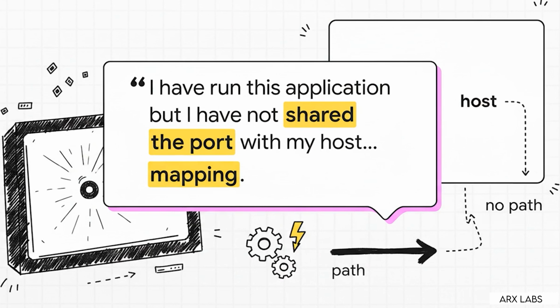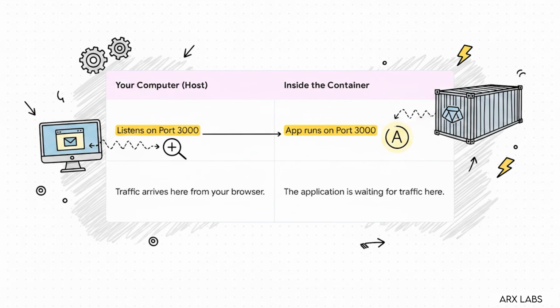And this quote just nails it. The app is running, but you haven't shared its communication channel, its port, with your computer, the host. We need to create a tunnel, a mapping, from the outside in. And here's what port mapping does. It creates a direct link. When you type localhost:3000 into your browser, you're knocking on port 3000 on your computer. The port mapping then forwards that traffic directly through the tunnel to port 3000 inside the container, where your app is waiting to answer.